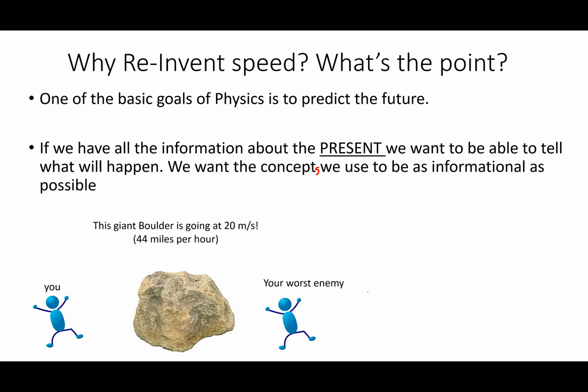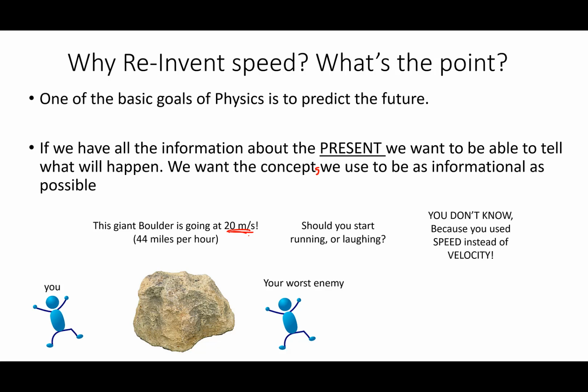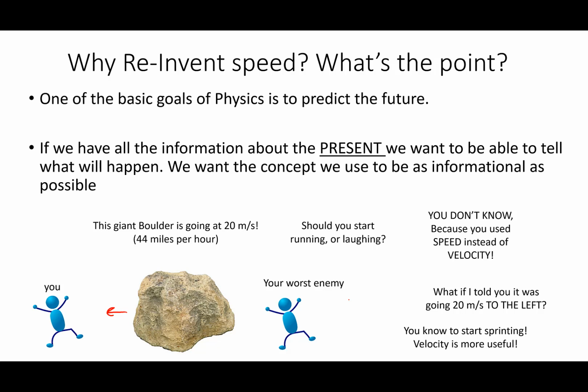So this is a big boulder. It's going at 20 meters per second. It's going to crush you, or your worst enemy. You don't really know. Should you start running or laughing? You don't know, because you used speed instead of velocity, right? Speed does not help you predict the future as much as velocity does. So if instead of giving you the speed, I give you the velocity, and I say, well, this is going 20 meters per second to the left, now you know to start running, right? Now you know to start sprinting. Velocity is more useful than speed.